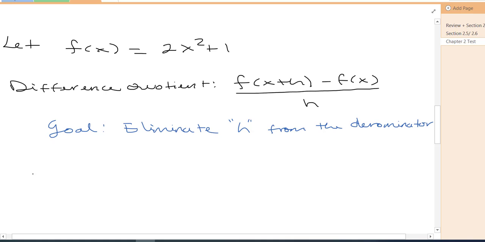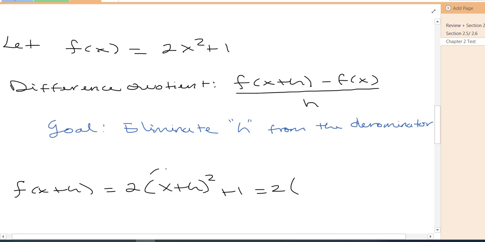All right, so let's try it. So you can do it in steps, find f of x plus h first. f of x is 2x squared plus 1, so f of x plus h will be 2... Everywhere you see an x, you plug in x plus h. And multiply this out, right? x plus h squared, and be really careful here. x plus h squared is x plus h times itself, so you have to FOIL. So it's x squared plus 2xh plus h squared. And then I have the plus 1. So that's f of x plus h.